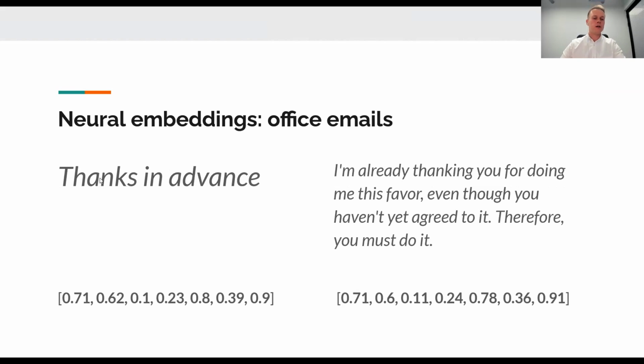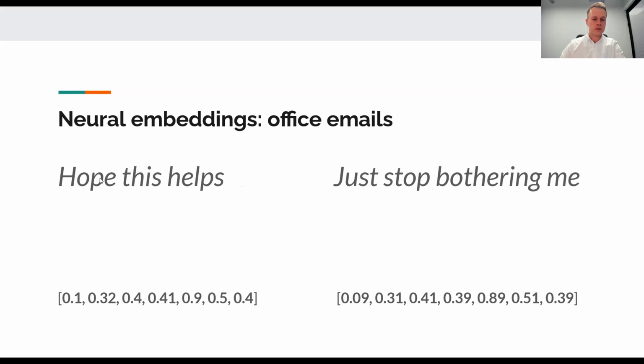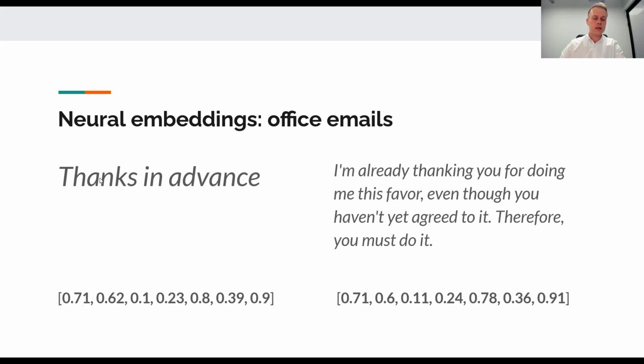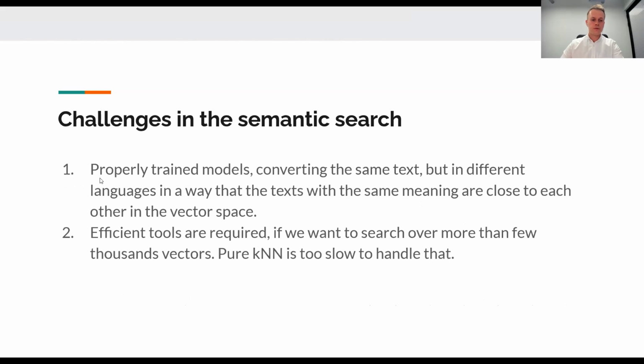But if we compare the vector embeddings of those two sentences that I'm displaying right now, they are really far away from the previous example, just because the meaning of those two is completely different. But there are no low-hanging fruits in semantic search. There are two challenges that we need to solve.